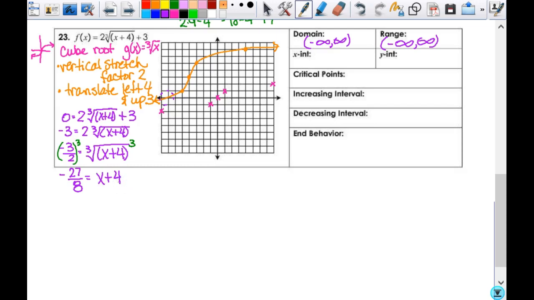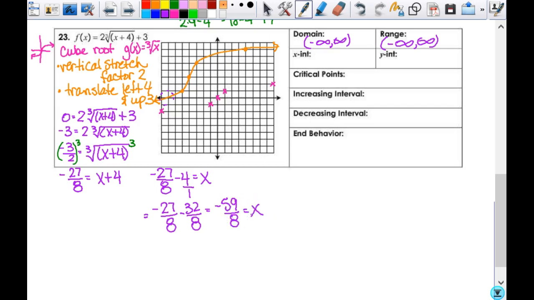So then I subtract 4 from both sides. That'll give me -27/8 minus 4 equals x. So I have to combine these, so I need a common denominator. I'm going to put that over 1. My common denominator is going to be 8. So if I multiply this by 8/8, that is going to give me -27/8 minus 32/8. And then that's going to equal, so those are both negative, so I combine them. That's going to give me -59/8. That is my x value.